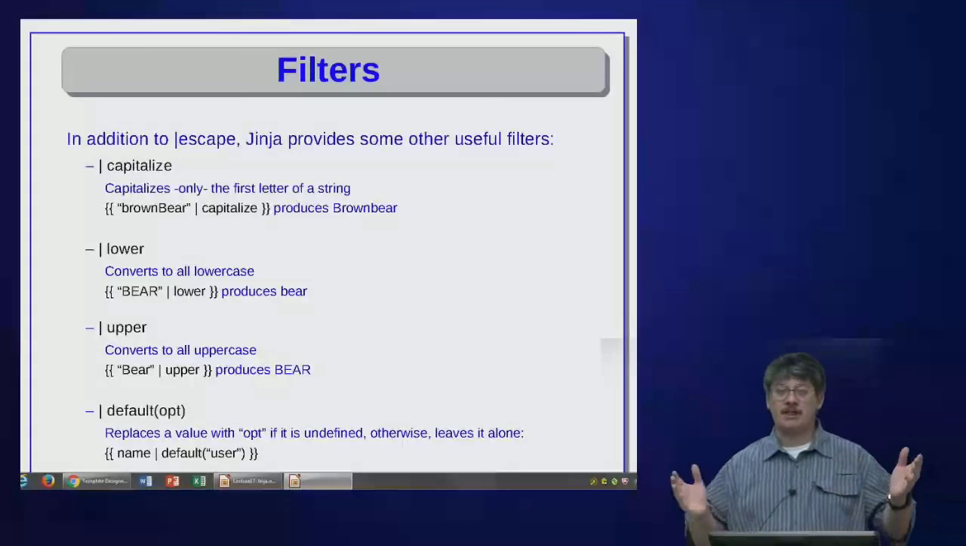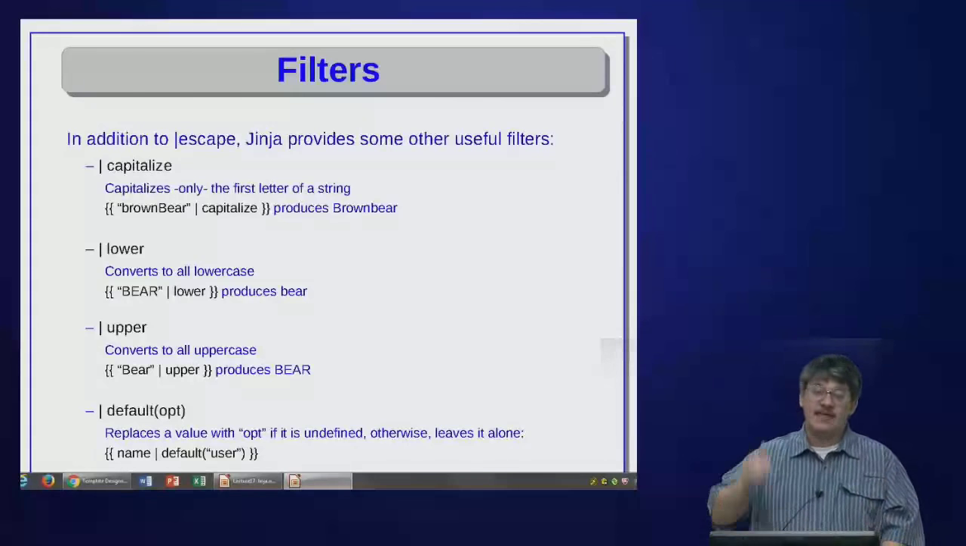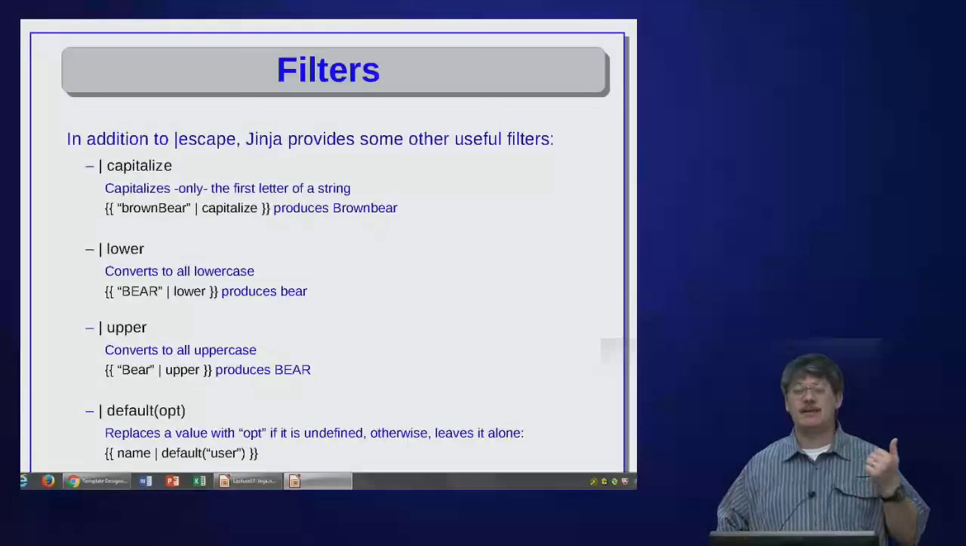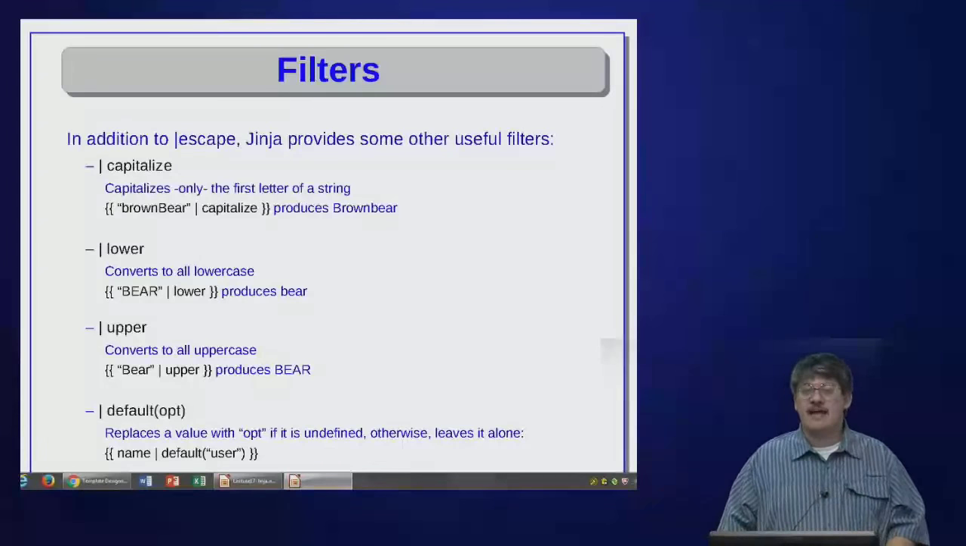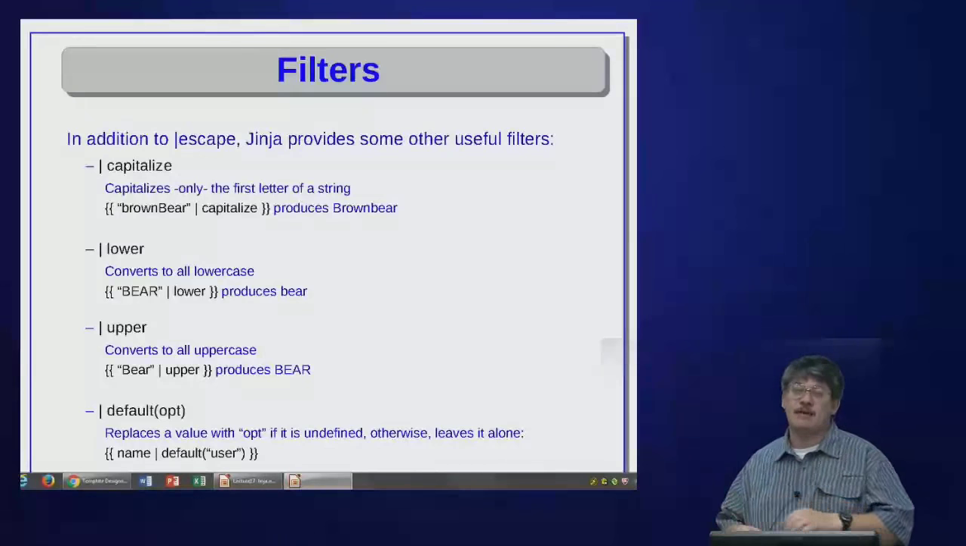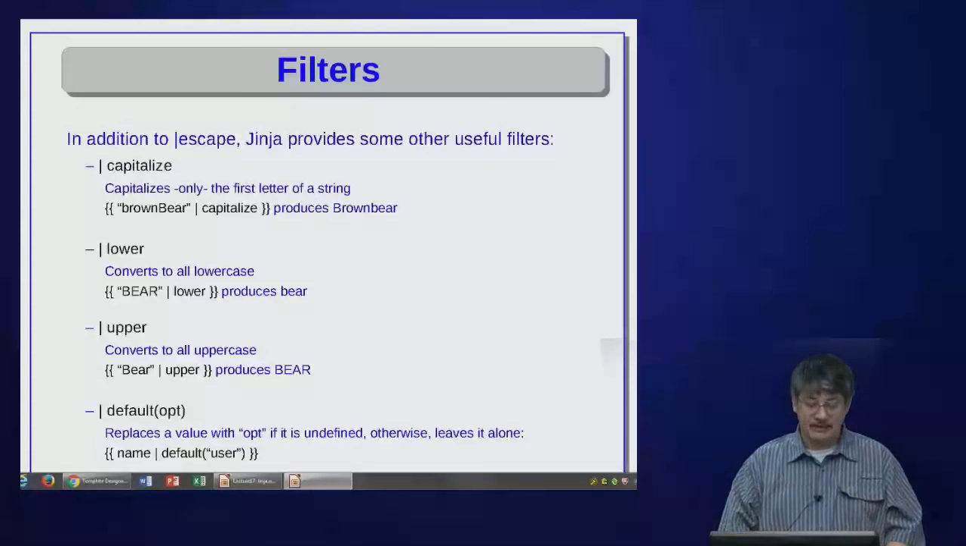One is the capitalize filter. So if I put some value into Jinja, and then I say pipe capitalize, Jinja will make sure that all of the letters are lowercase except the first one, and it'll make that uppercase. This is useful for proper names. So if I have a username or a first name and a last name, and I want to display them, I probably want to pipe capitalize after my variable name so that they'll display properly.